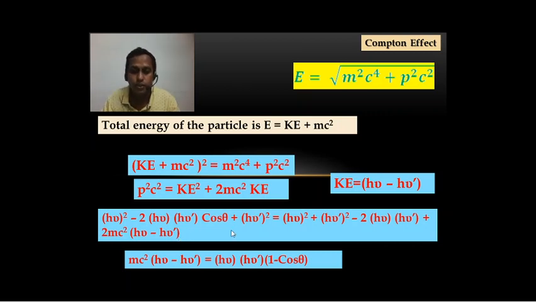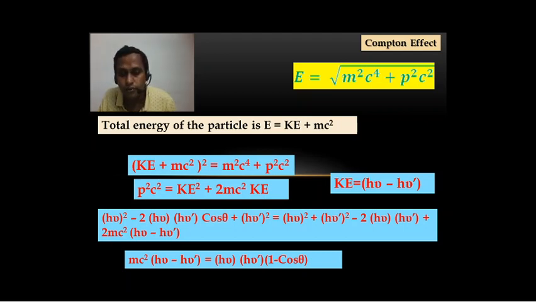Look at this equation. Here (hν)², and on the right hand side also (hν)², that gets cancelled. Here (hν′)², and here also (hν′)², that also gets cancelled. Then the common factor 2 is also there, so we can remove that too. So what happens is mc²(hν − hν′) equals hν hν′ into (1 − cosθ). You just take a paper and derive this one. We will get it.